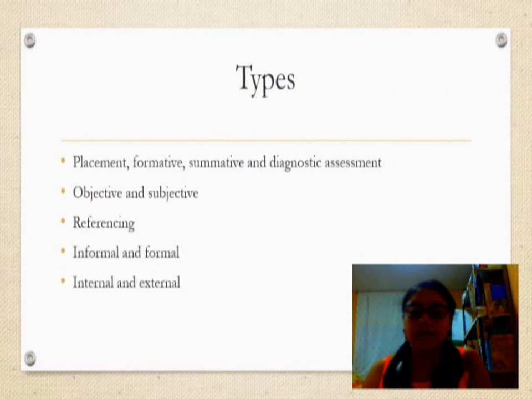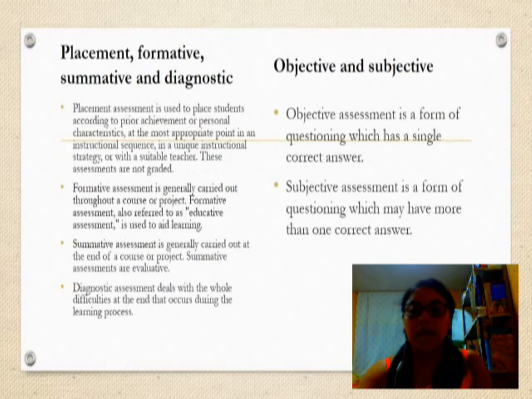The first is placement, formative, summative, and diagnostic. The placement assessment is used to place students in their place according to prior achievement or personal characteristics. These assessments are not graded.